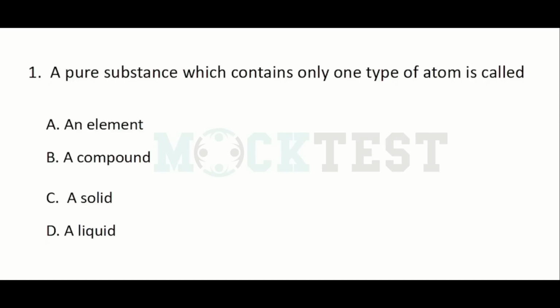A pure substance which contains only one type of atom is called: option A, an element; option B, a compound; option C, a solid; option D, a liquid. A pure substance which contains only one type of atom is called an element. An element is made up of only one type of atom.